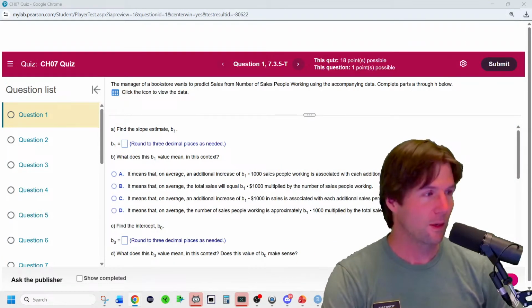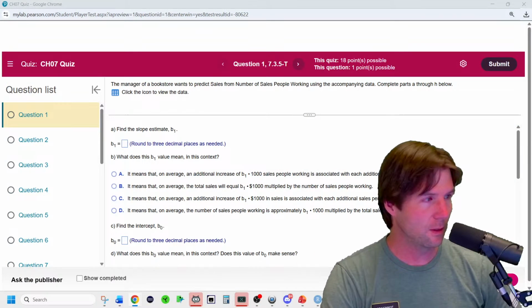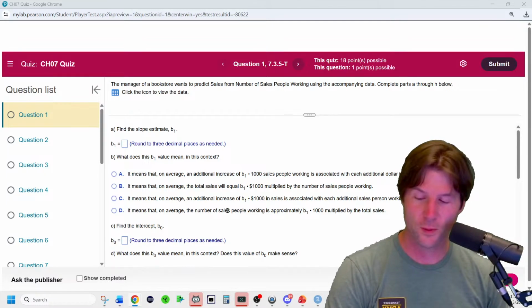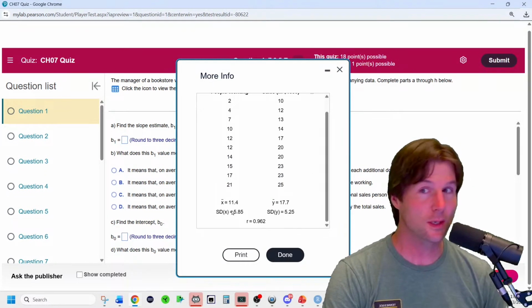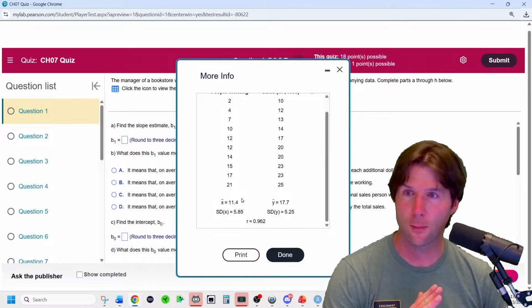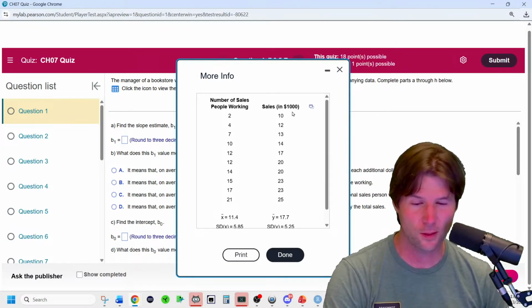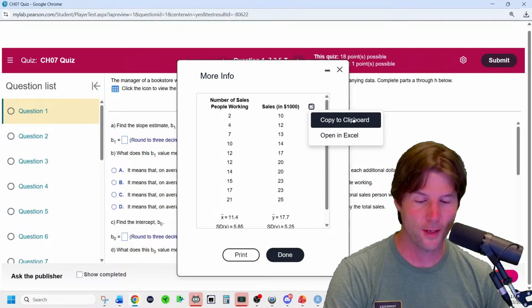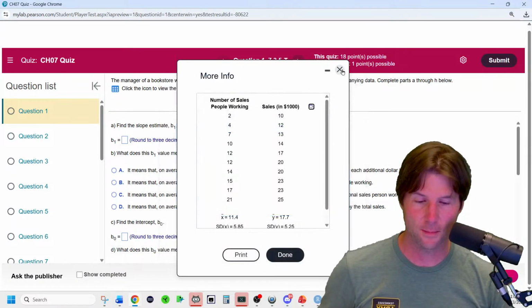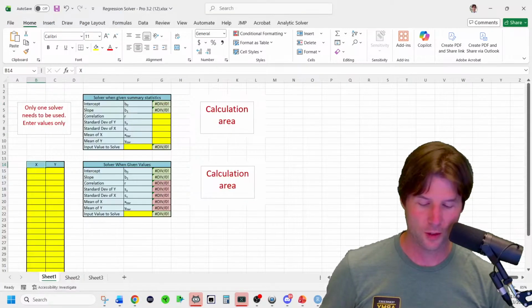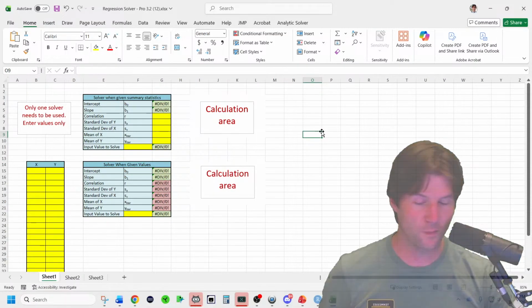Well, there we go. Now we're over here at the problem. We're going to take the data. There's two ways to solve it. We could enter the summary statistics down here on the bottom into the top portion, or the data. I like doing the data way. Click right here to copy to clipboard. Hit Control-C or Command-C to copy the data. Now go over to the regression solver and usually paste it over here on the far side.